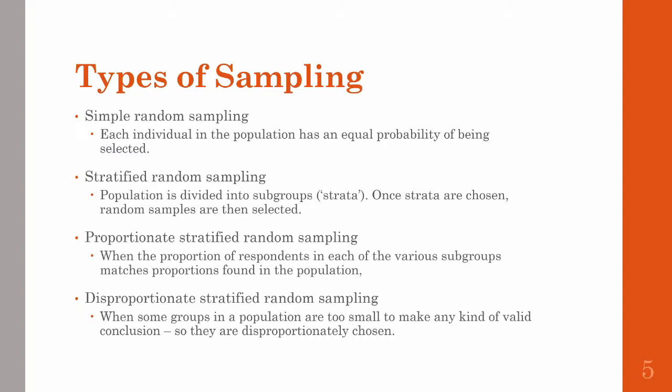Disproportionate stratified random sampling is when groups are too small in percentages, so through random sampling, they might not get selected. Or if they do get selected, there might be just too few of them to make any kind of valid conclusion. So researchers would disproportionately draw more samples from that subgroup in order to have enough people at all to make some type of conclusion.